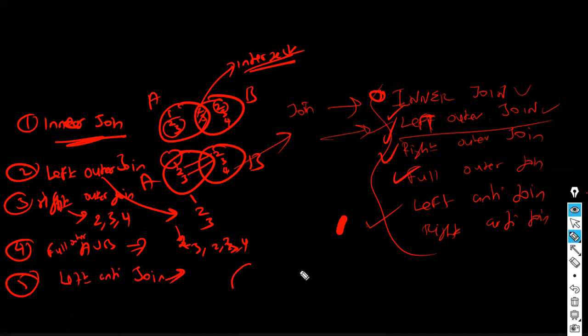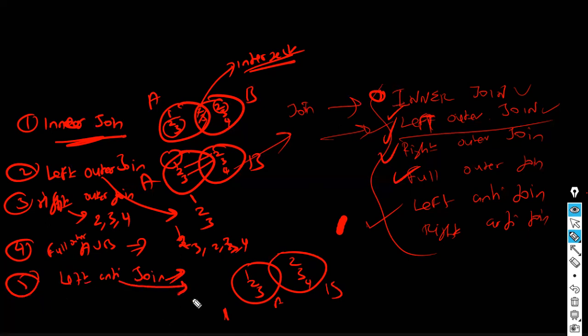So you have the same thing: 1, 2, 3 and 2, 3, 4 here. Here, it will return only the non-matching value on the left side. Okay, 1. It will not return the common value between the two data sets. Rather, it will return only the non-matching value on the left side of the table, A, B.